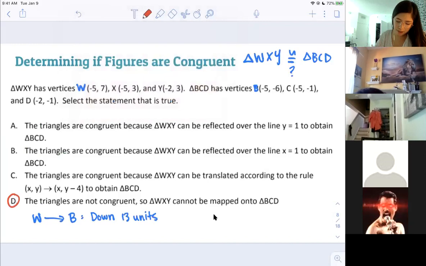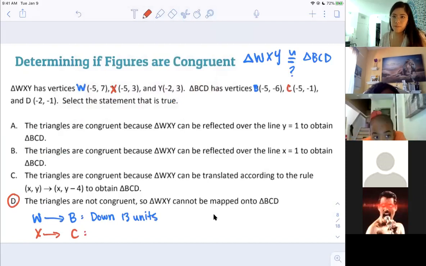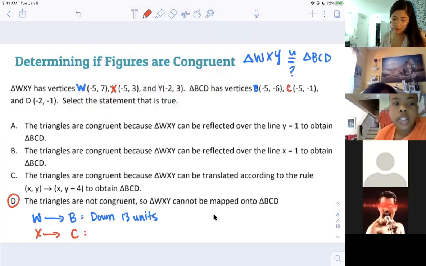What happens to X versus C? To go from X to C, what happens? Does the X coordinate change? No, it's still -5. The X coordinates are all the same, just not the Y coordinates.